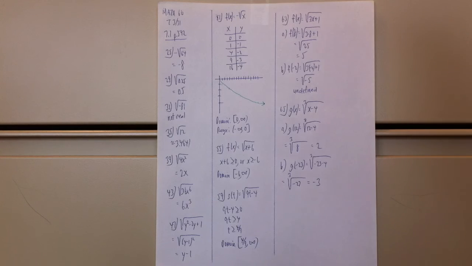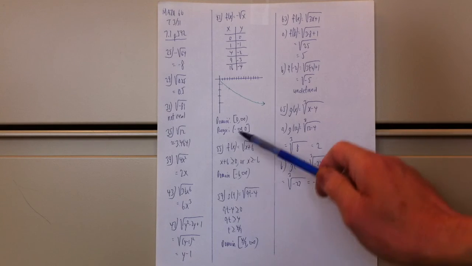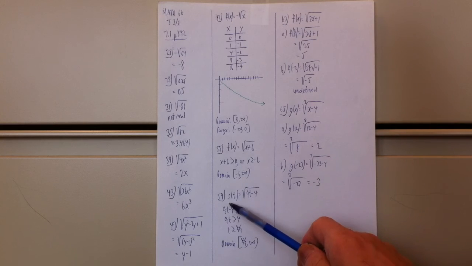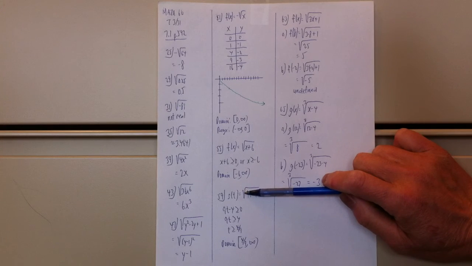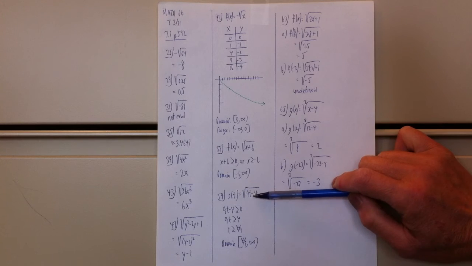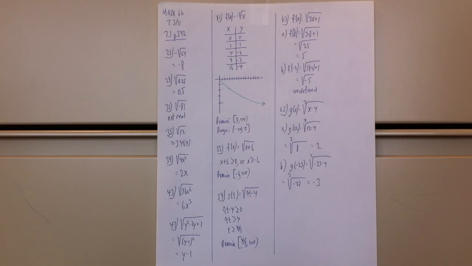59, s of t. Again, you shouldn't be bothered by s of t. They could say f, but if they say s of t, same thing, it's a function, is equal to the square root of 9t minus 4. What is the domain? Well, once again, because it's a square root, if I can just cover this up for a moment, the square root of anything has to be greater than or equal to 0. We're not allowed to take the square root of negative numbers.